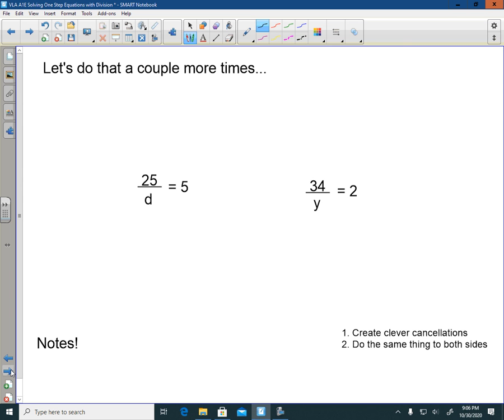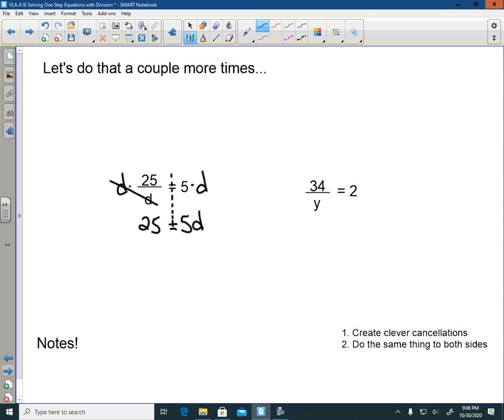25 divided by d equals 5. You're still going to create a clever cancellation by multiplying both sides by the denominator, but this time it's a letter, times d on both sides. These d's cancel, and you have 25 equals 5 times d, or 5d.